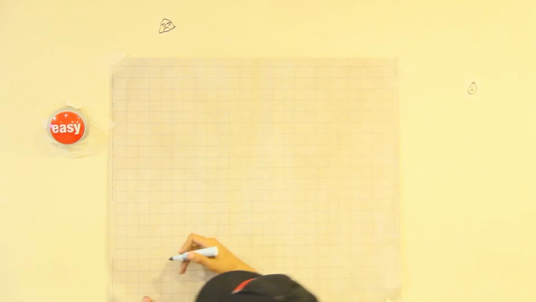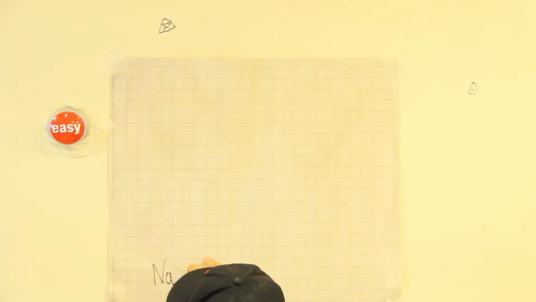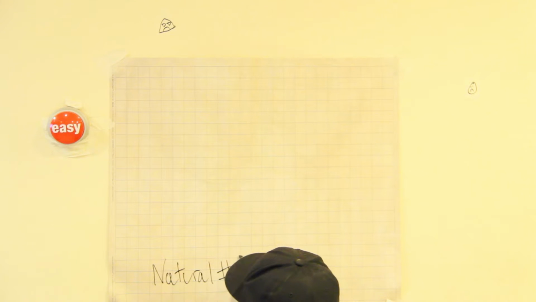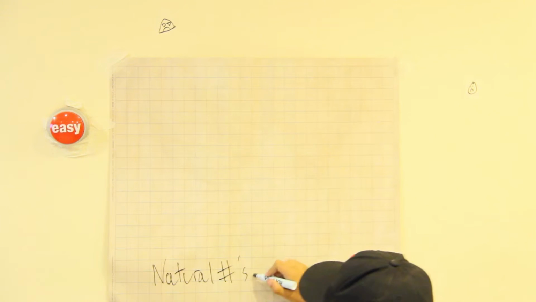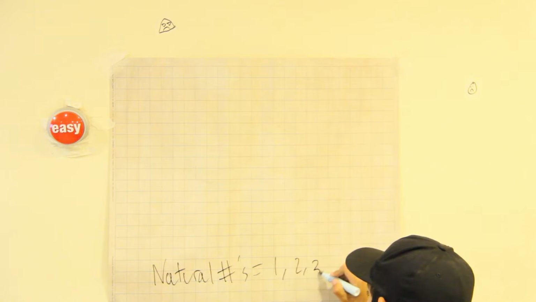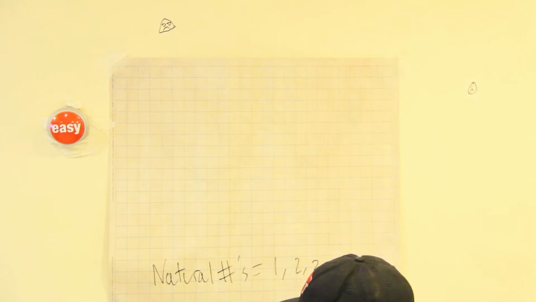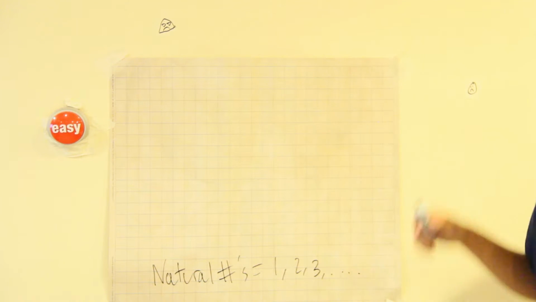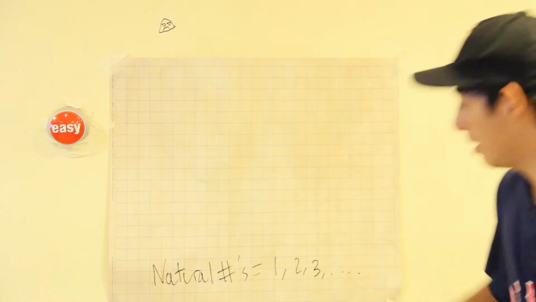So we're going to start from the bottom and work our way up. At the bottom is the set of natural numbers. And the set of natural numbers is the numbers 1, 2, 3, and so on. Basically, it's all of the positive numbers greater than 0. All the positive whole numbers greater than 0.